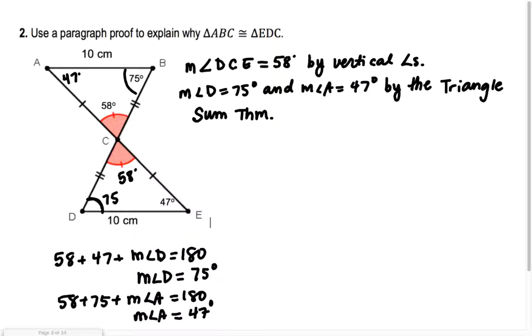Okay, so do we have all three of the angles are congruent? Yeah, so we have that angle A is congruent to angle E. We have angle B is congruent to angle D. And we have angle C is congruent to angle, well, I can't say angle C. I got to be careful with that, right? Because there's more than one angle C. So I'm going to say angle ACB is congruent to angle ECD.